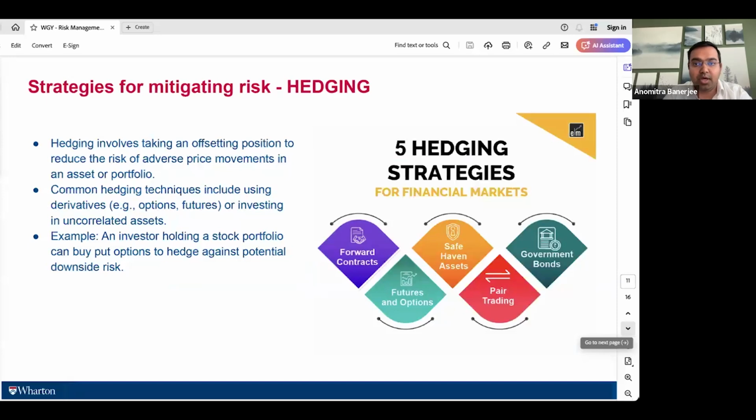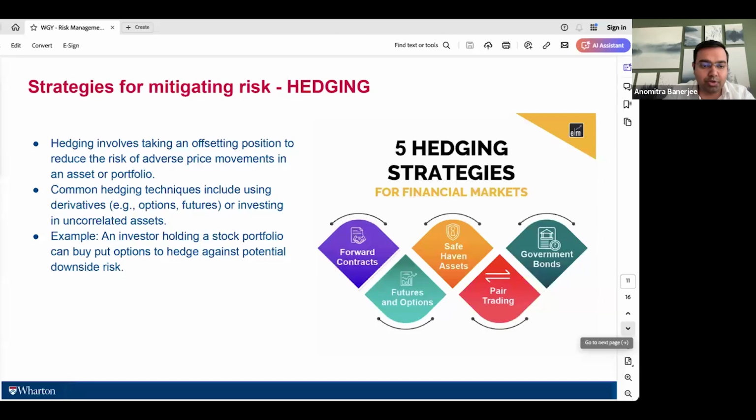And I think the last one, which is very important, apart from diversification, is hedging. I've been talking about this a lot. Hedging involves taking an offsetting position to reduce the risk of some adverse price movements in an asset or portfolio.